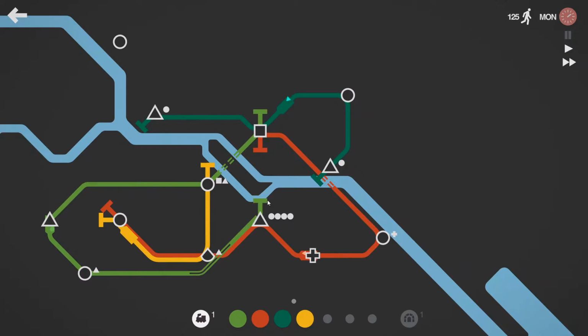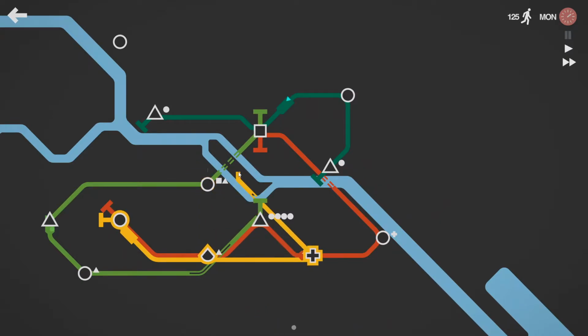Let's see. What do I want to do here? The tunnel cannot reach? What? Does it take up two lines? What did I do wrong here? Alright. This might do the trick, and I could put the circle on the green line, perhaps.